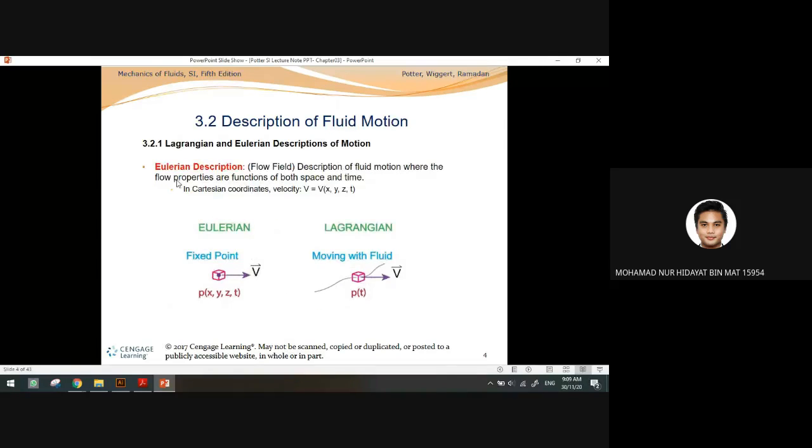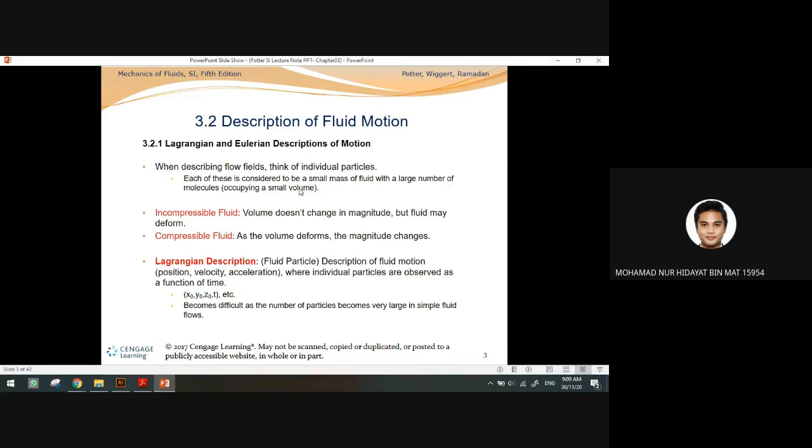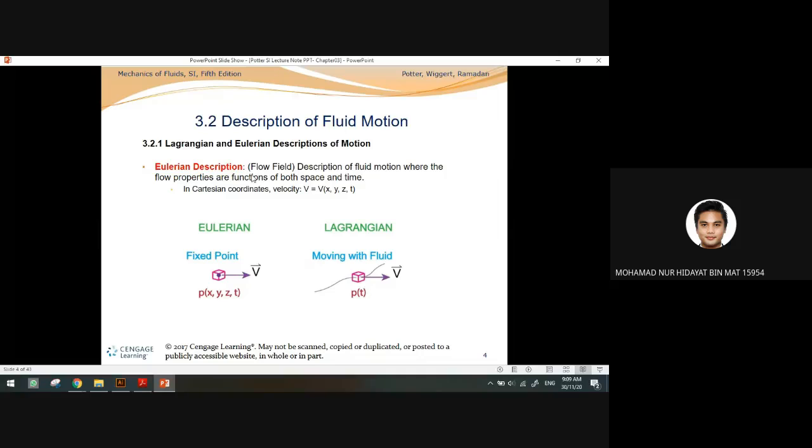However, when we talk about Eulerian description, it is on the opposite side. It does not consider the fluid particle at all. However, it considers more the flow field. What it means by the flow field is the description of fluid motion where the flow properties are functions of both space and time.